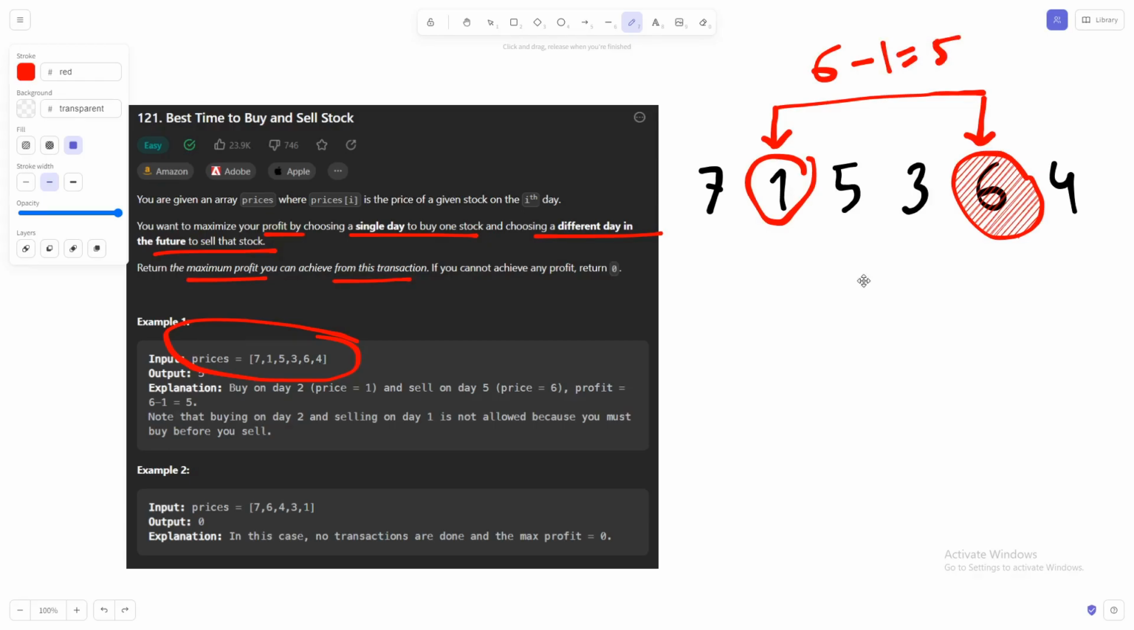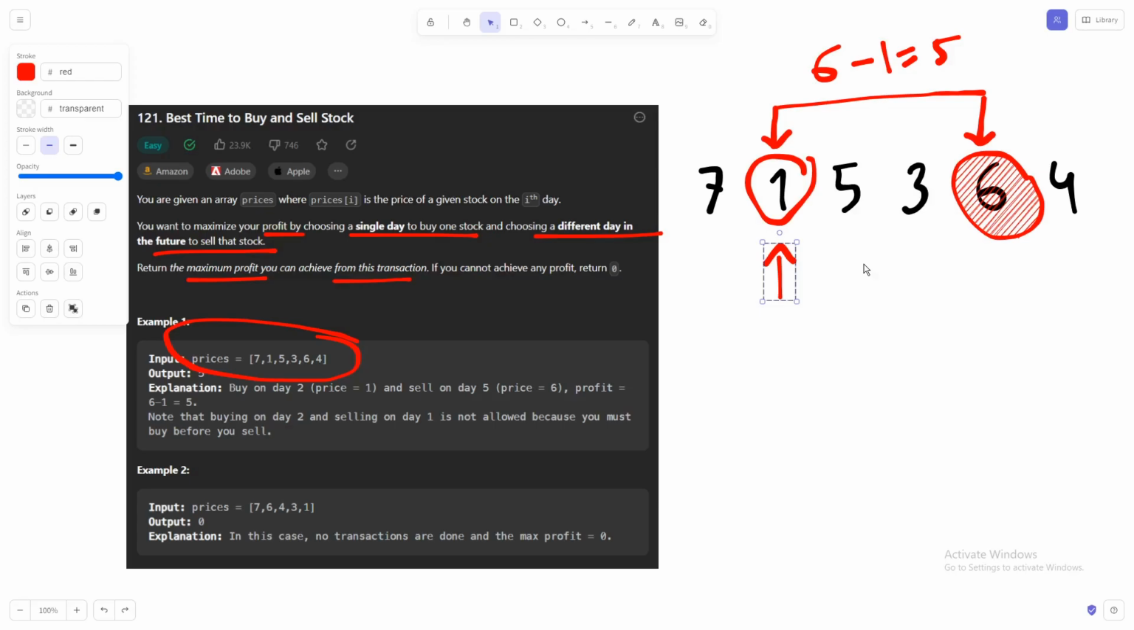Now let's talk about the solution. To solve this problem, we need to traverse the given array from left to right, and we need to keep track of the minimum stock price. So in this case, the minimum stock price will be $1. Then at each iteration, we will calculate the profit. So if the calculated profit is bigger than the previous one, we will update the final result.